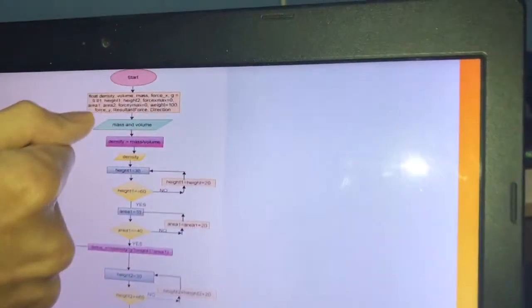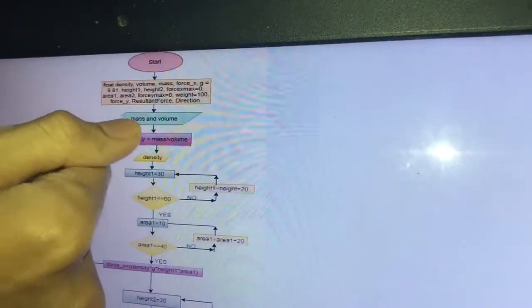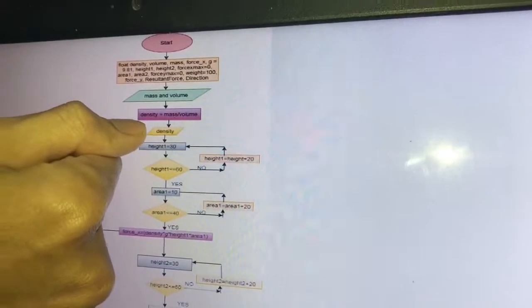This is my flowchart, which goes from the start, and this is our declaration. The mass and volume need to be inserted by the user, and we get the density displayed. And then this is what I explained earlier.